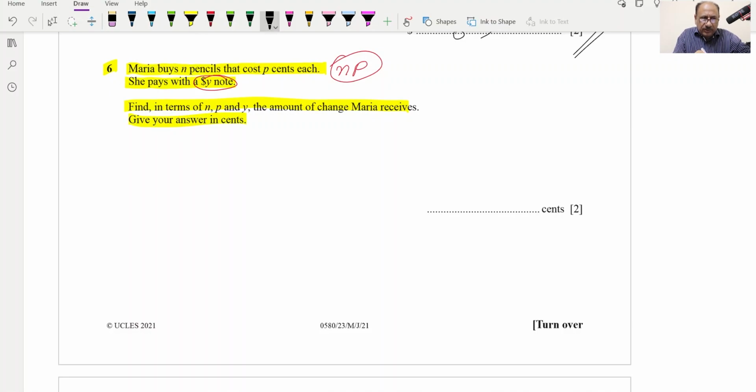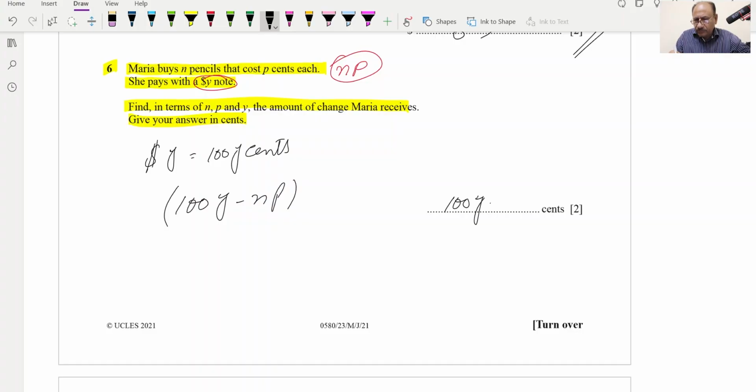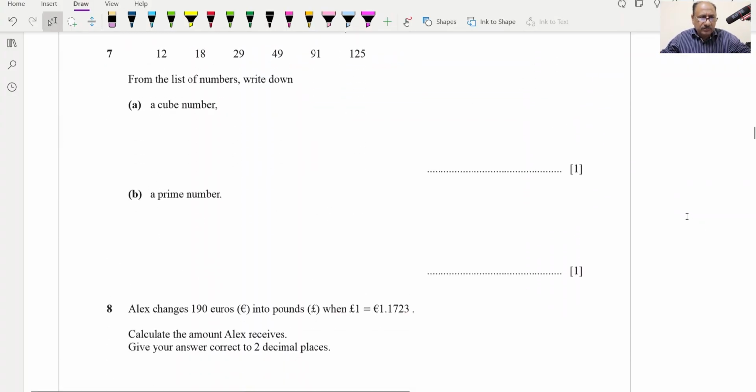So first, y dollars can be converted into 100y cents, and after this conversion we can subtract np, and this will be the change you will be getting. So 100y minus np, this will be the answer for 2 marks. This is done. Now question number 7.